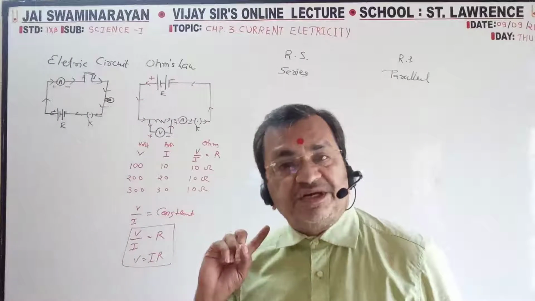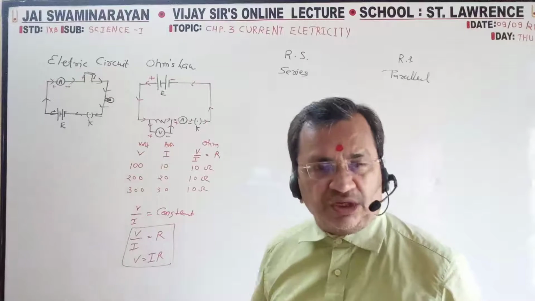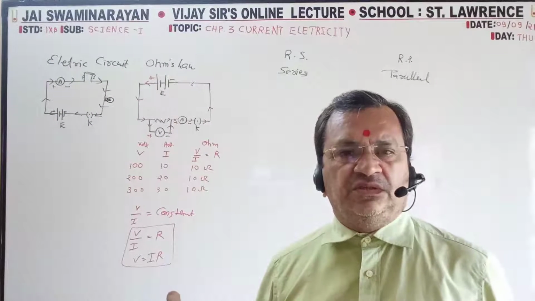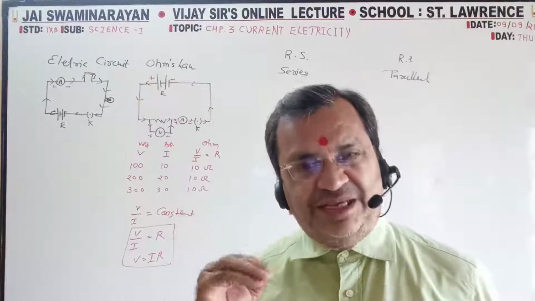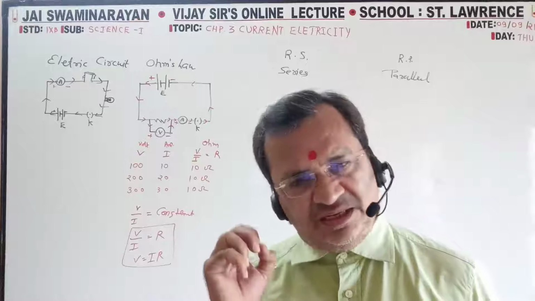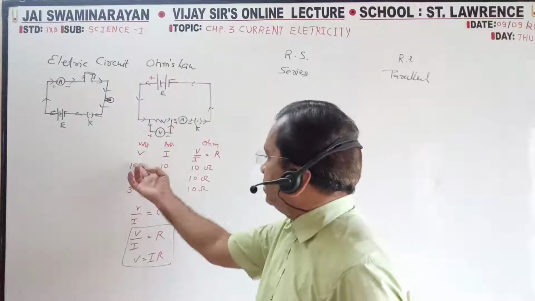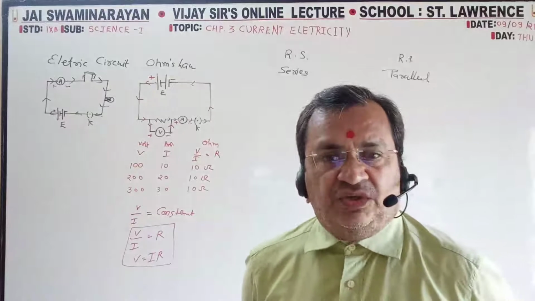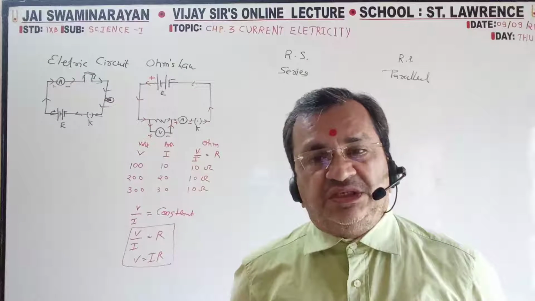In a circuit, the ratio of the potential difference between two terminals and the current passing through those two terminals will remain constant, and that constant is known as resistance. So V, voltage or potential difference, we measure in volt. I, electric current, we measure in ampere. So voltage by ampere, whatever the ratio, you will get a constant ratio. This increases, this increases, but this by this always gives the same answer if you do not change the resistance, or if you do not change the conducting wire. So this ratio is always constant.